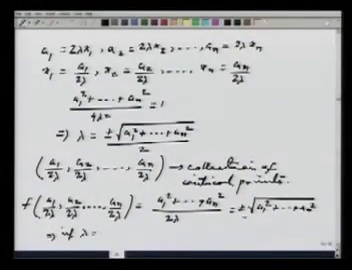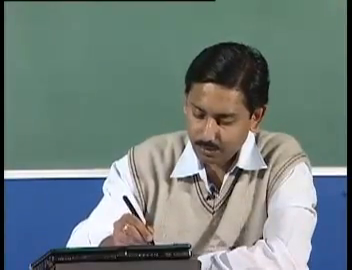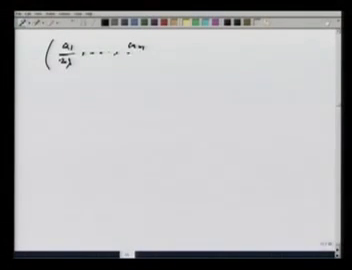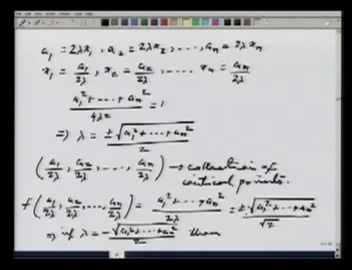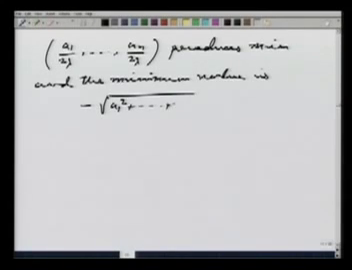Okay, that means if lambda equals minus square root of, then a1 by 2 lambda up to an by 2 lambda produces the minimum, and certainly the minimum value of the function that I can see from here is minus square root of. So I think it's more or less clear now what exactly one has to do.